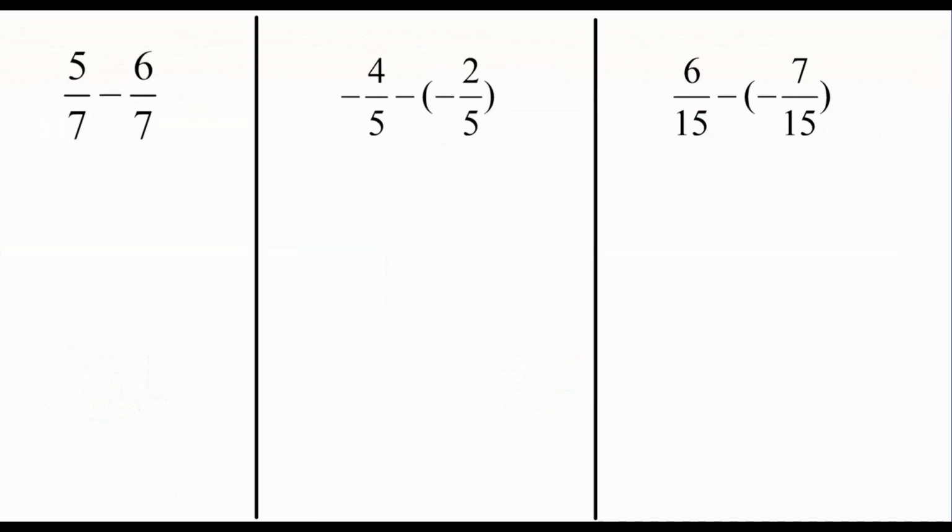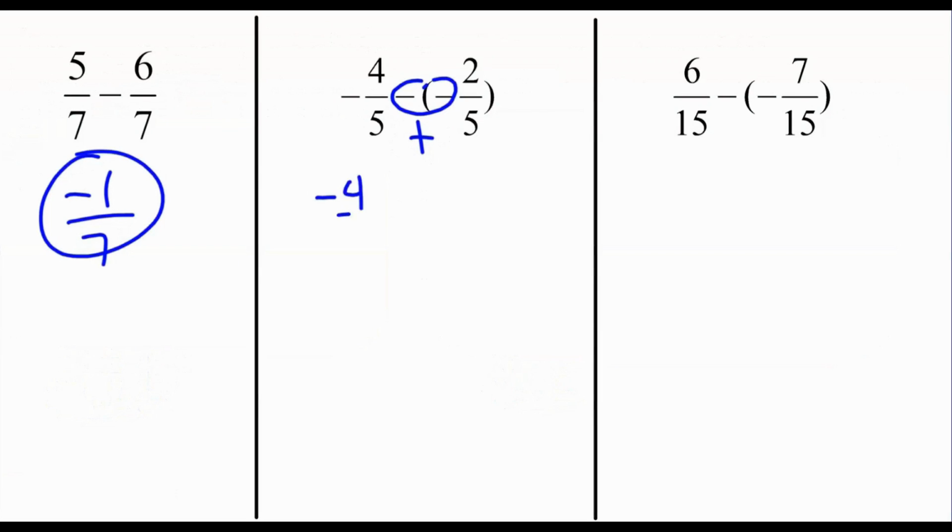So let's look at some examples here. 5/7 minus 6/7. I don't need to change this one to addition because 5 minus 6 is a fairly simple computation to make, and 5 minus 6 is negative 1. So I have negative 1/7 as my answer there. Negative 4/5 minus a negative 2/5. Again, taking away a negative is like addition. So this is negative 4/5 plus 2/5. And then using my rules of addition for the numerators, negative 4/5 plus 2/5 is negative 2/5.